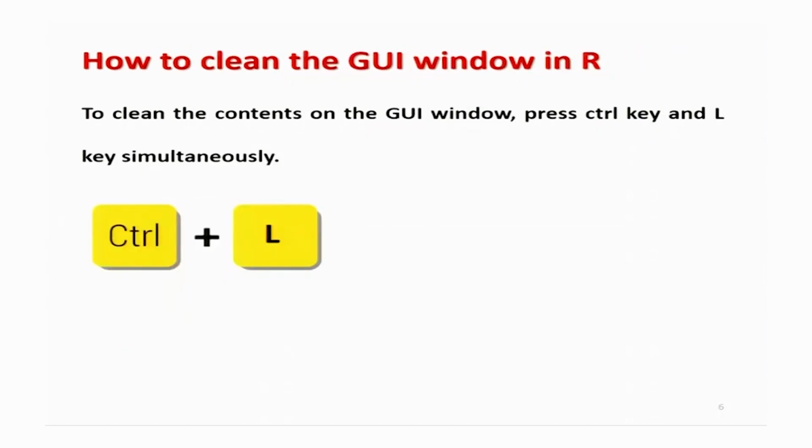And I have already talked about the next command a couple of times, but still, just to complete it, I will explain again the question of how to clear the GUI window in R. In order to clear the contents of the GUI window, the graphical user interface window, we simply have to press two keys together. One is the control key and the other is the key with the letter L on the keyboard. So if you put control plus L, your screen will be clear, right.